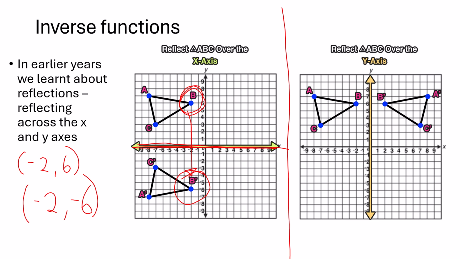When we look at reflecting across the y-axis, let's look at this point here. Again, we've got -2, 6. When it is reflected across the y-axis, the new coordinates are going to be 2 and 6. So now we've had to change the sign of the x coordinate here.